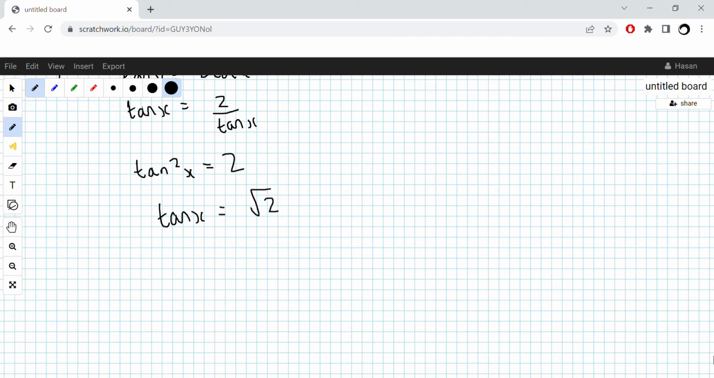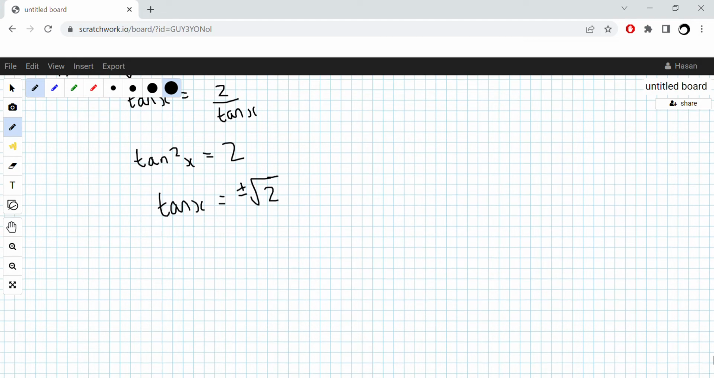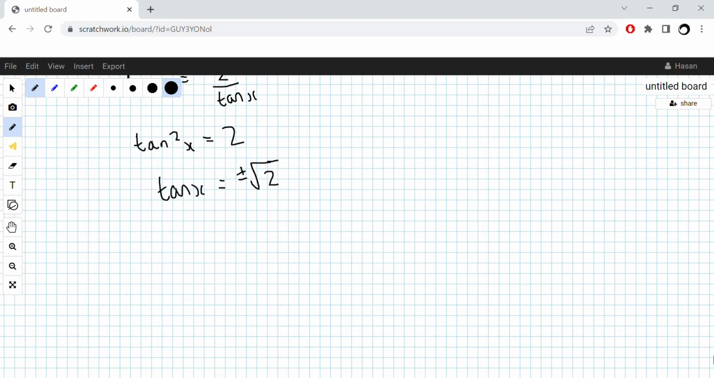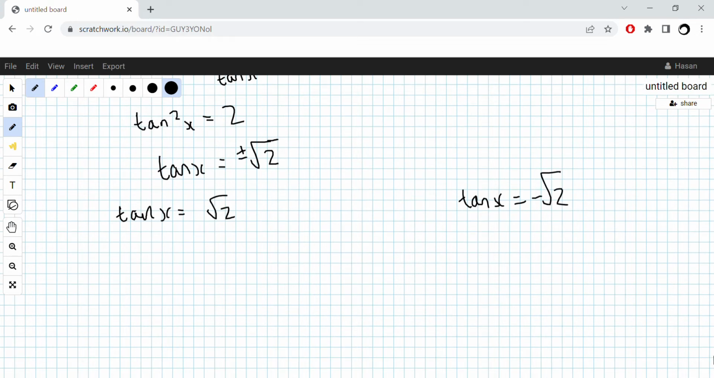When you square root a number, you're always going to be left with plus or minus, unless specified otherwise. And this is going to be crucial because tan x could now either equal positive root 2 or it could equal negative root 2. We'll work with the positive root 2 for now.